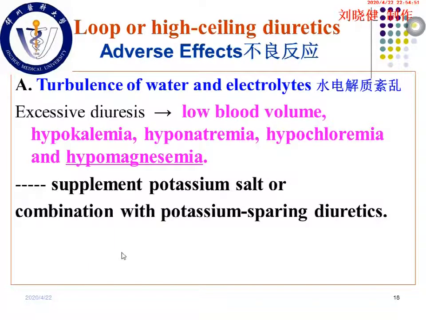I should tell you, if hypokalemia and hypomagnesemia are present at the same time, hypomagnesemia should be corrected first. Otherwise, the hypokalemia is not easy to correct, because the activation of sodium-potassium ATPase needs magnesium ions. So correct this first. Okay.